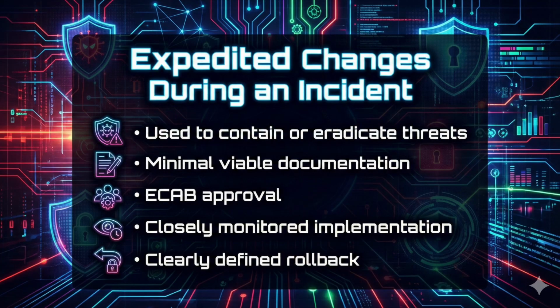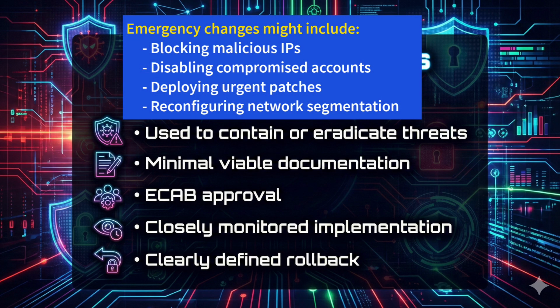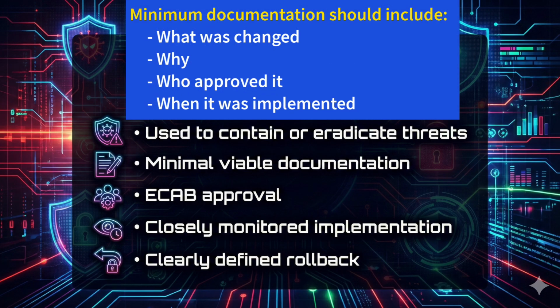During active cybersecurity incidents, speed matters. Emergency changes may include blocking malicious IPs, disabling compromised accounts, deploying urgent patches, reconfiguring network segmentation. Even under pressure, NIST guidance stresses disciplined response and documentation. Minimum documentation should include what was changed, why, who approved it, when it was implemented.